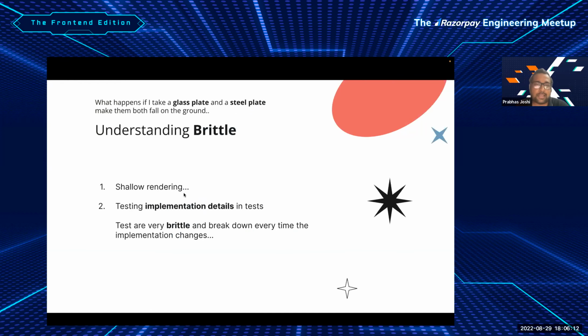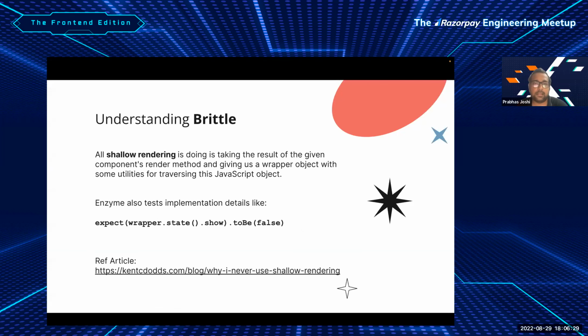So I want to talk about shallow rendering and testing implementation details. Why are tests brittle? Why are tests written in Enzyme not so good? Again, this is just a refresher. I'm sure that a lot of our testing stacks are up to date, but this is just a small example of what I learned in the journey.